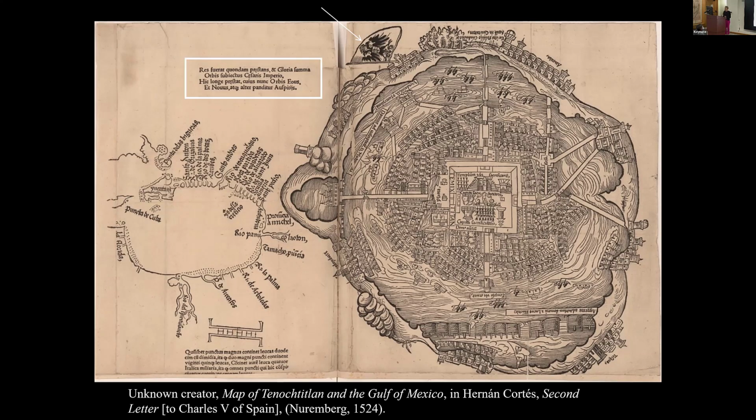Then a new text was added in Latin at the top of the map. It reads roughly, and you can see it's in a different typeface altogether, that while Tenochtitlan was a great city at one moment, it was now under the domain of the, quote, imperial Caesar, that is Charles V.